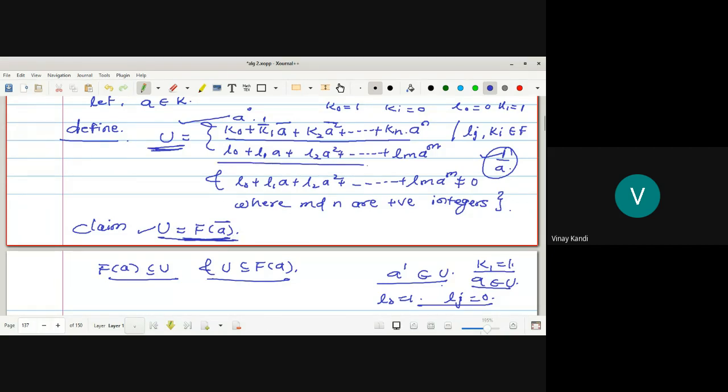That's why we are defining U like this. Any doubt? The proof of this theorem we will see in the next lecture. Wait a minute, I will take attendance.